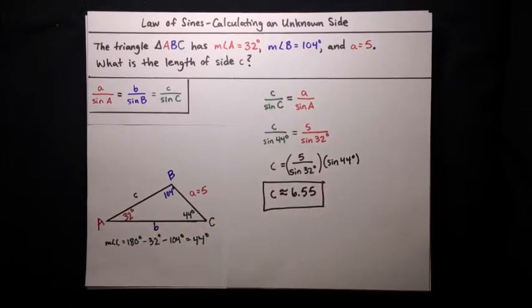In these examples, we focused on solving for the missing side lengths of triangles. In the future, though, we'll also see how to use the law of sines to solve for missing angle measures of triangles.